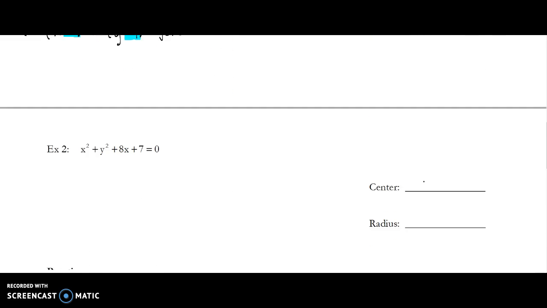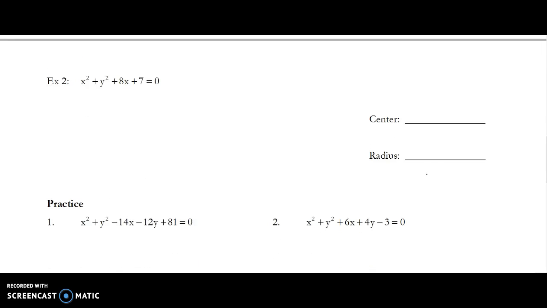So let's do another one together. Again, let's group things together. We have x squared plus 8x. And then we have a y squared, but notice there's nothing else with the y. This is just our normal constant. So I'm going to leave that blank, and then I'm going to say plus y squared. But we need to get the 7 to the other side, and I'm going to say equals -7.